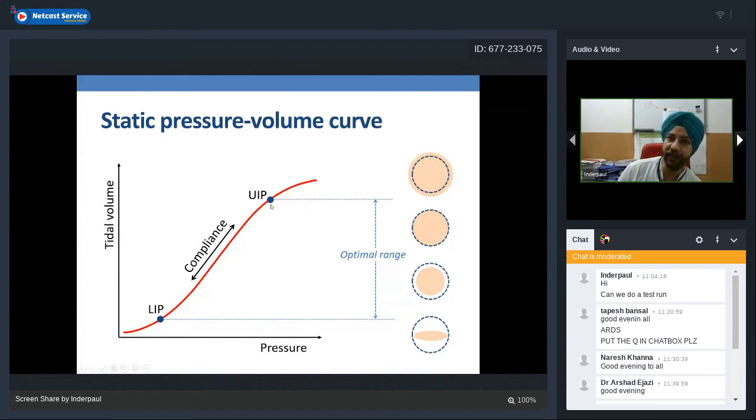So this is the upper inflection point. This is the lower inflection point. Somewhere in between you have the ideal PEEP. Some say 2 centimeters above the lower inflection point. Some say 2 centimeters below the upper inflection point. In my mind, it would be anywhere in between. In a different patient, it would be anywhere in between, and it is somewhere in between that you need to choose.